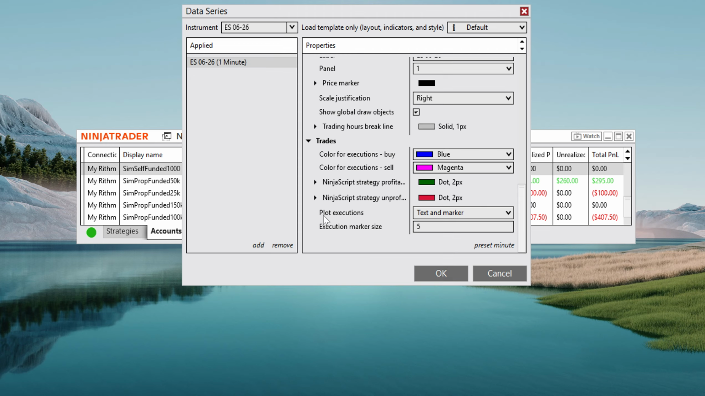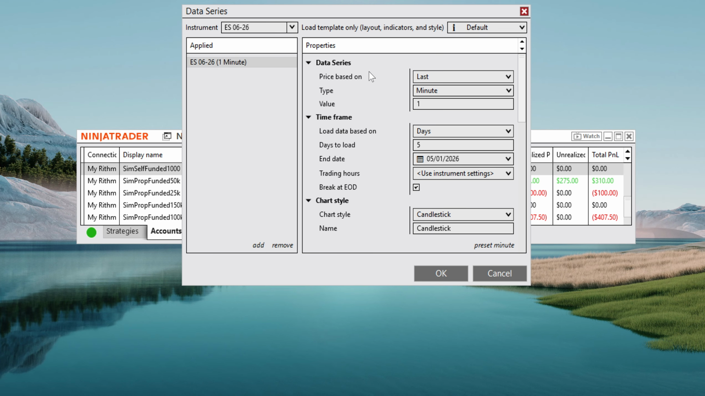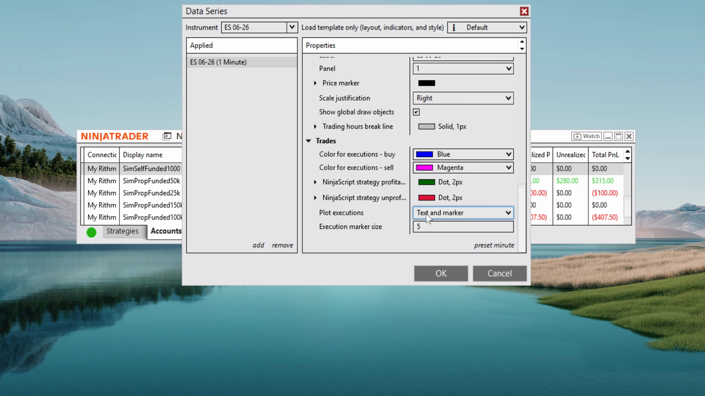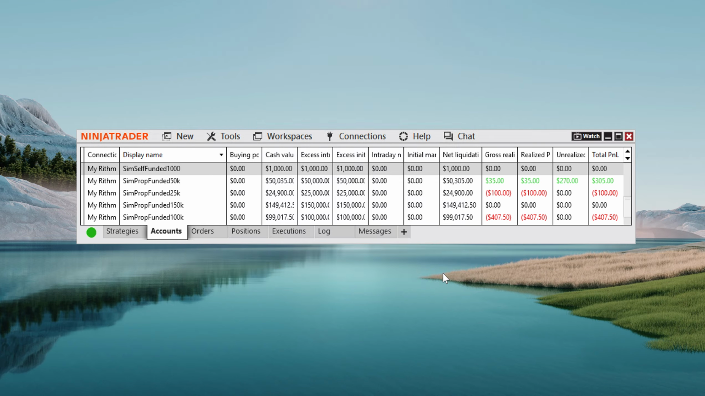One thing you might want to understand is Plot Executions. You have three options. If you keep it on text and marker, then whatever trades you take will be shown in the chart. If you keep it on Do Not Plot, then it won't plot anything, so it keeps it clean. You can enable and disable it whenever you want. I'll keep it on text and marker, and marker size whatever. I keep everything as is. It plots up to the last 5 days from now. And then I'll say OK.